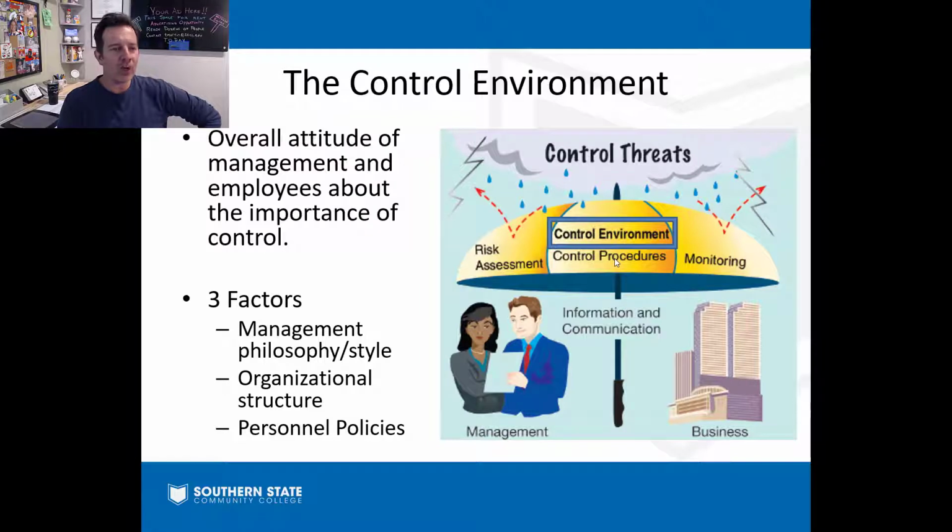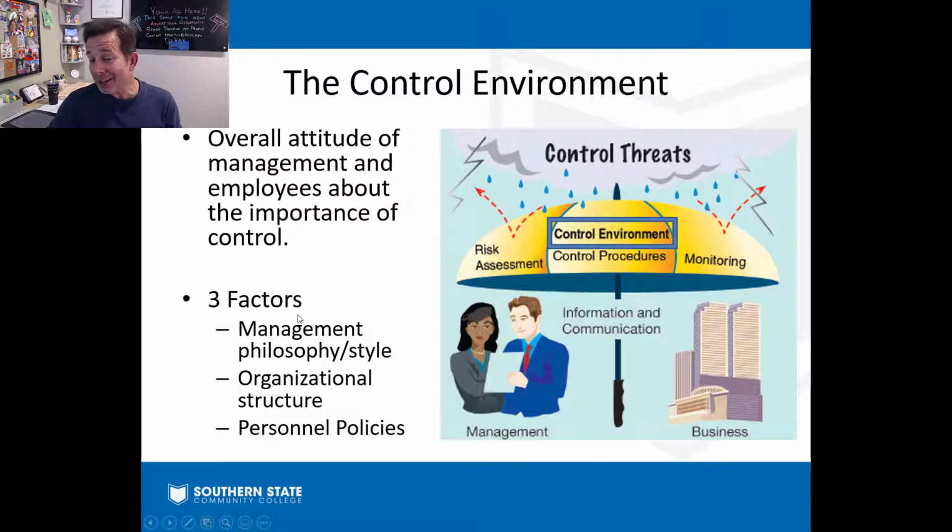What about that control environment? The control environment is kind of the environment that our controls are living in. And that control environment consists of the overall attitude of management and employees about the importance of internal controls. And so a good control environment might have a code of ethics that people are trained on, that they follow. A good control environment would be management who follows the controls themselves and kind of demonstrates the importance of the controls. And so management philosophy and their style is a factor of the control environment.